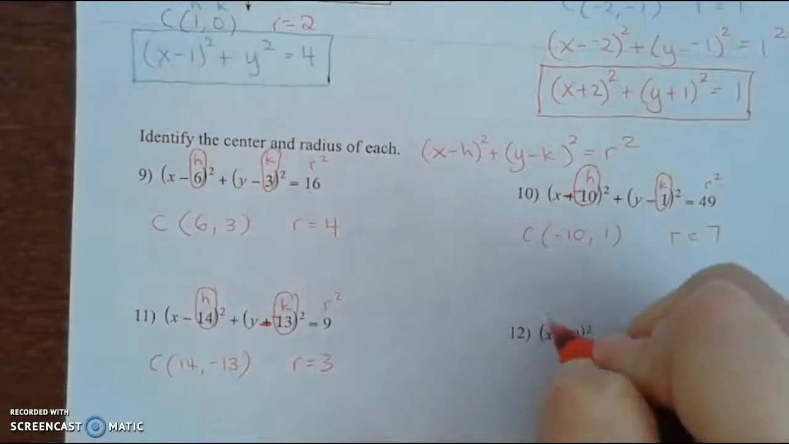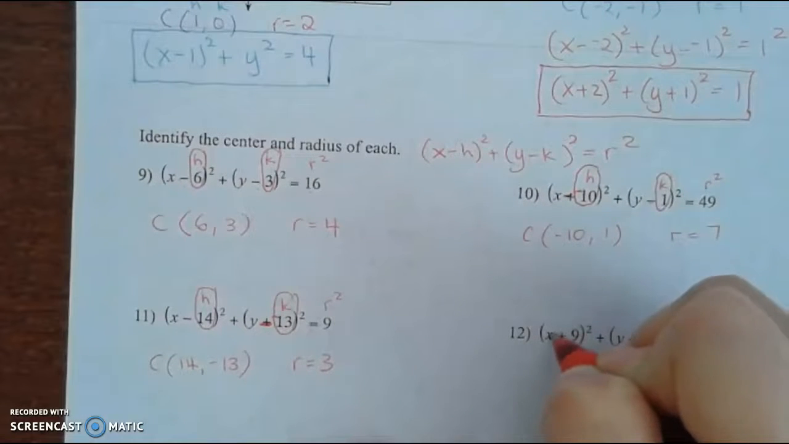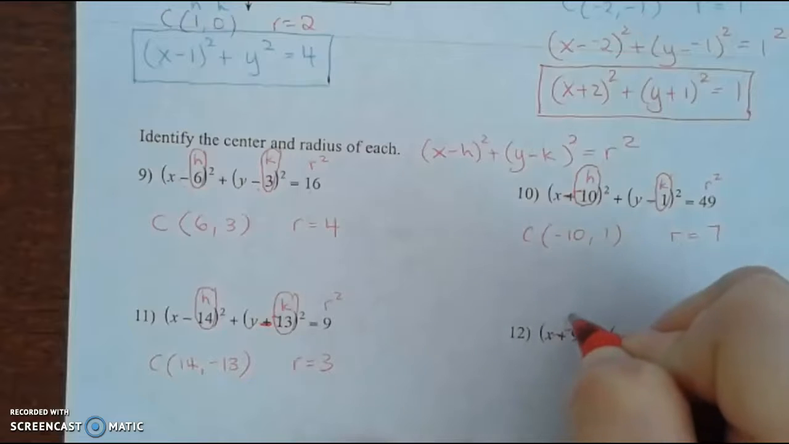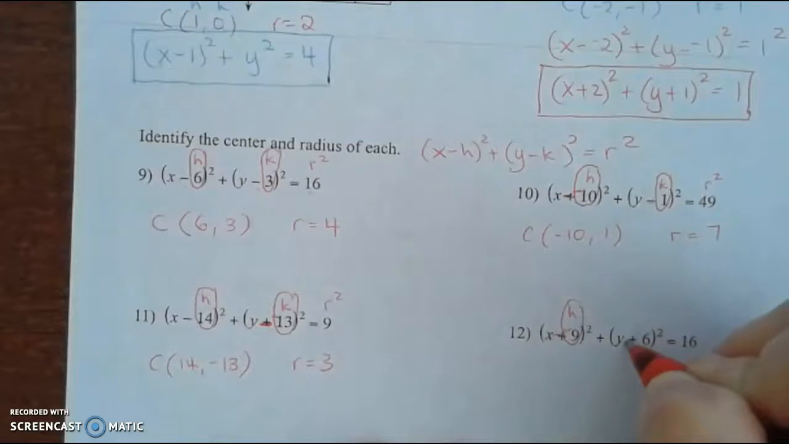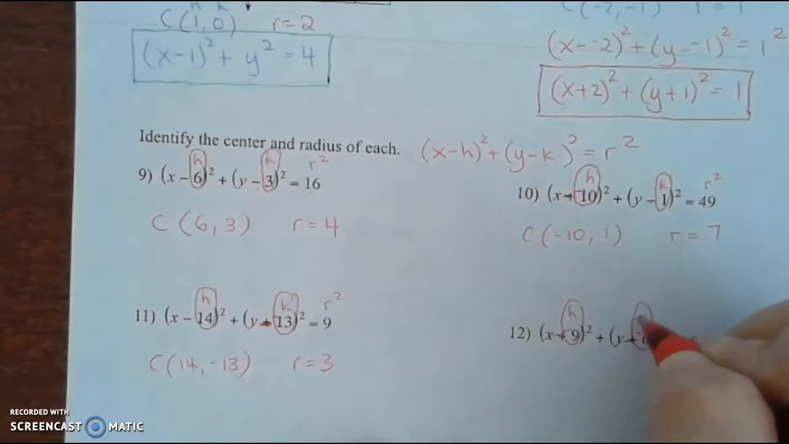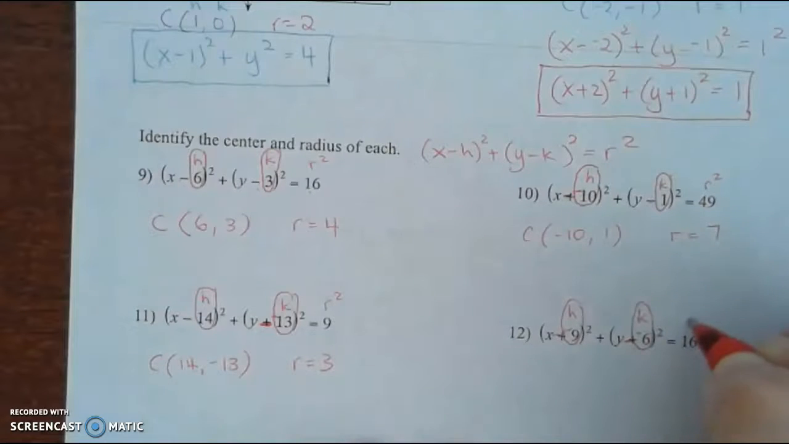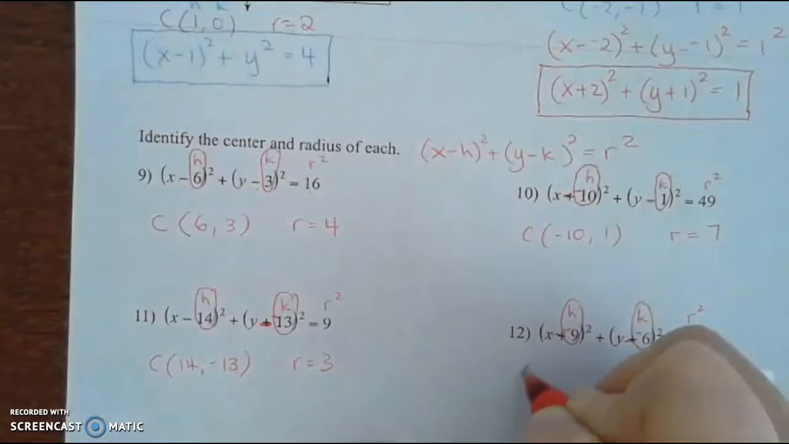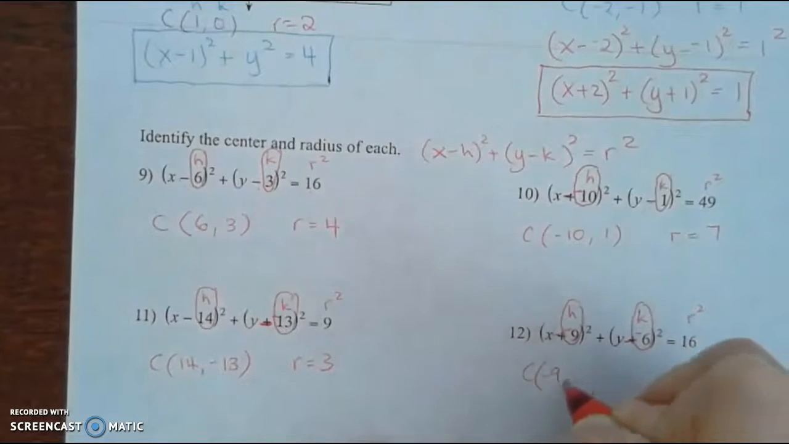Here, this is the same as x minus -9, so h is -9, and k is, this is the same as y plus 6, which is y minus -6. Or you can think of it as the opposite sign of whatever is in the value here. That's my k, and this is my r squared, which is 16. So r is equal to 4, and center is going to be (-9, -6).